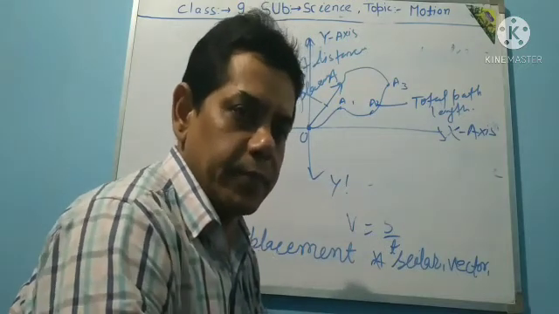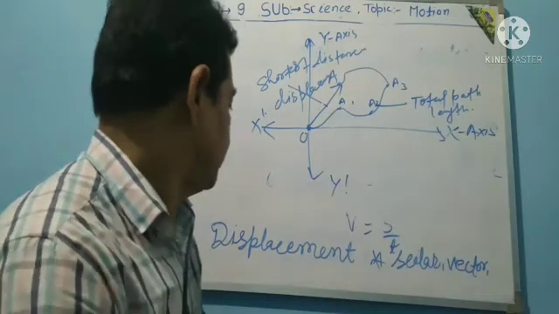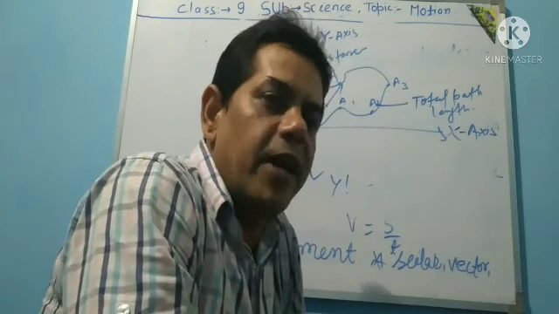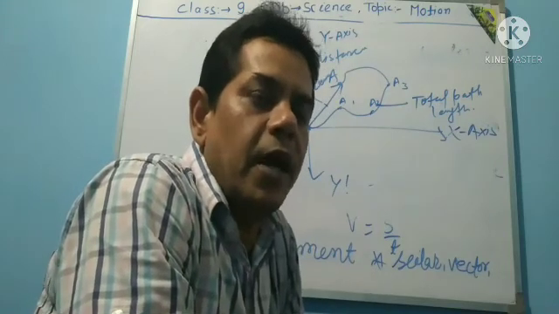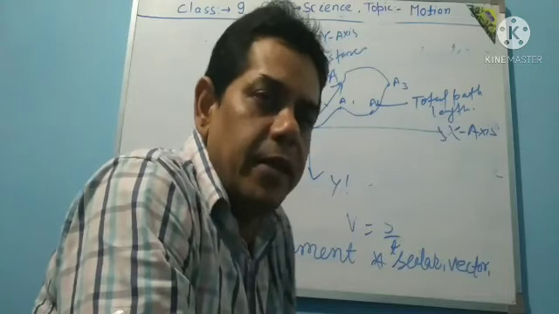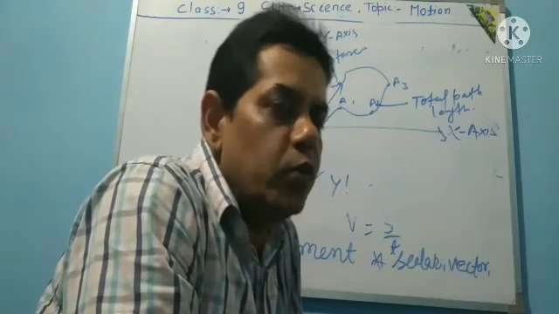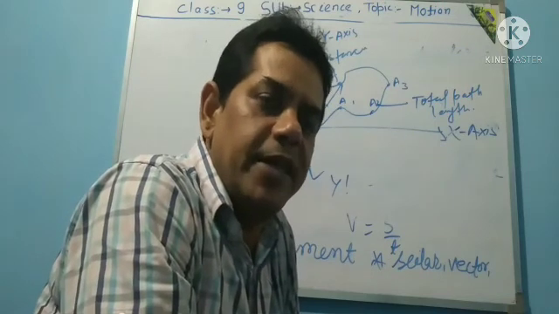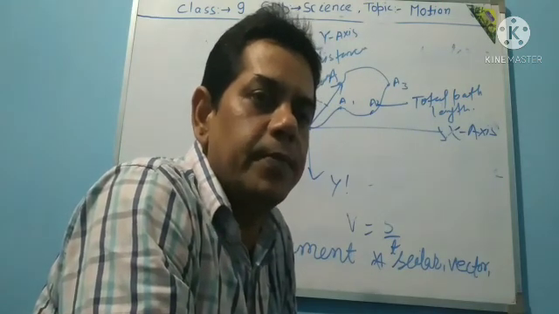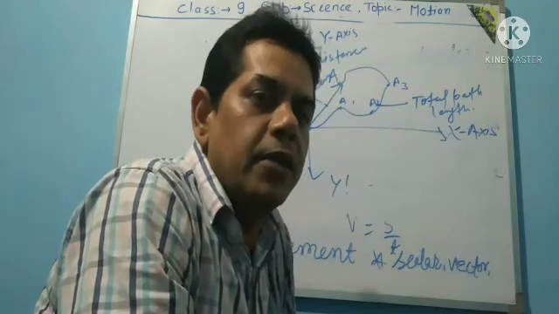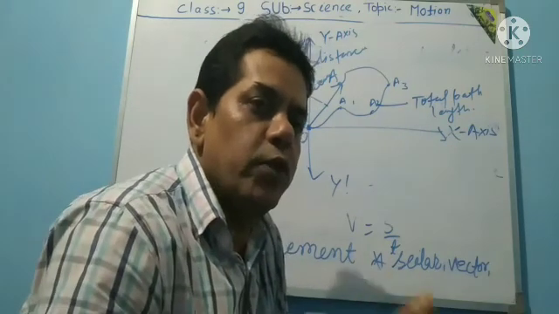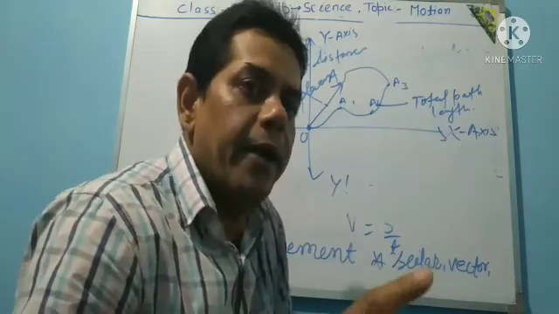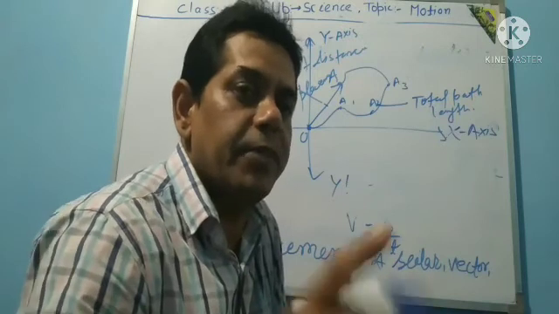And the next topic is scalar, vector and tensor. What is a scalar quantity? A scalar quantity has only magnitude, no direction, and follows algebraic sum. A vector quantity has magnitude and direction and follows vector sum.